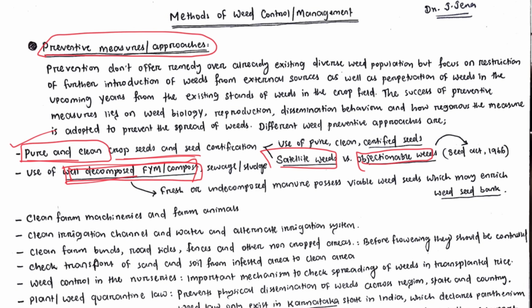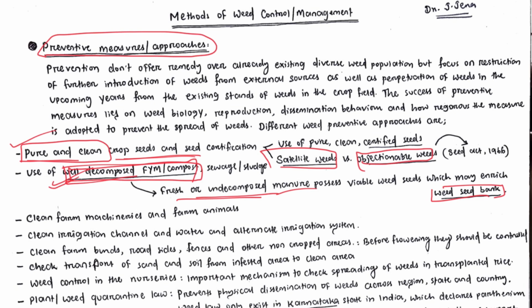The viability will remain as such. So we must ensure that whatever FYM or compost we are using must be well decomposed, because when we use fresh or undecomposed manure in our field, we can find a large flora of weeds, or we are allowing most of the weeds to come to our field.